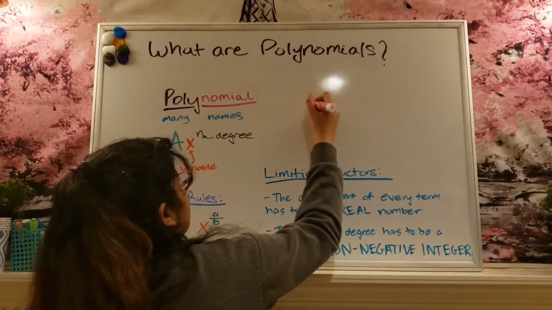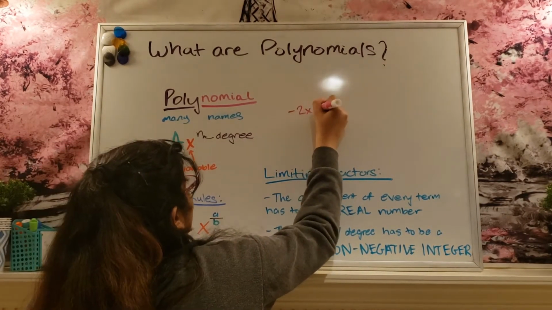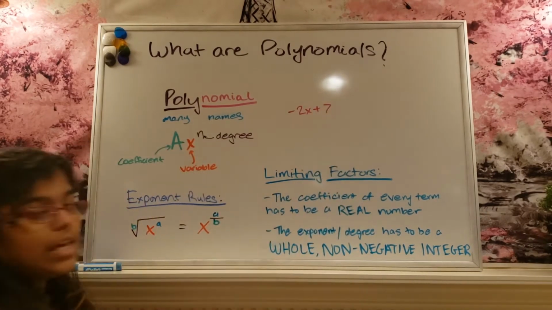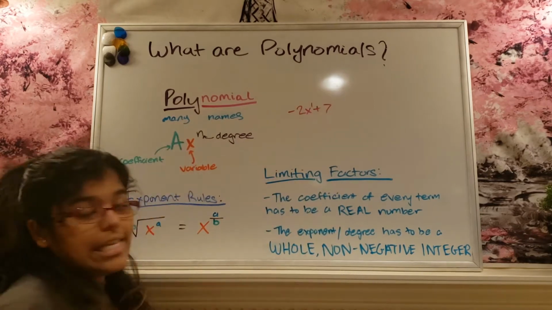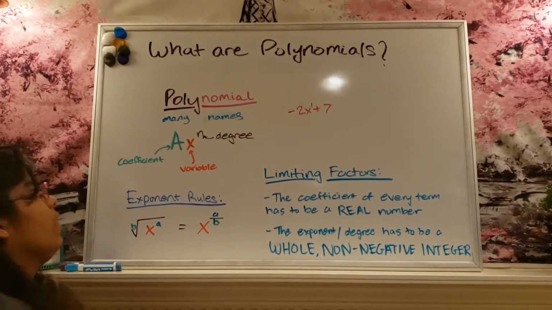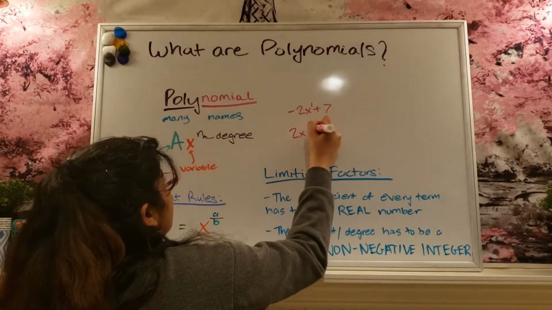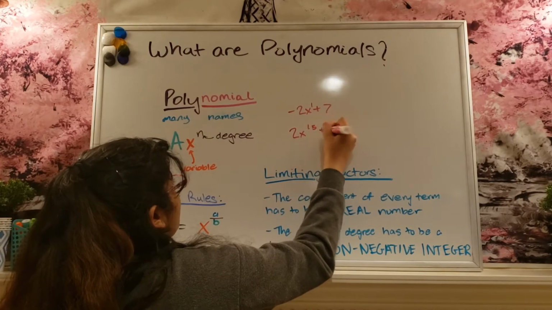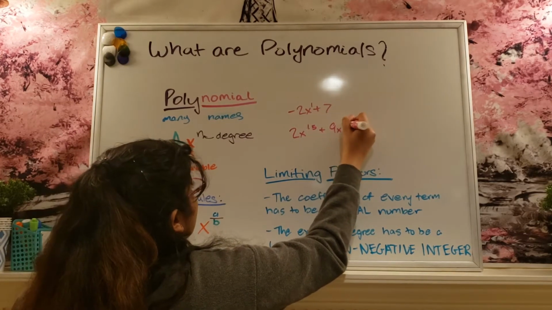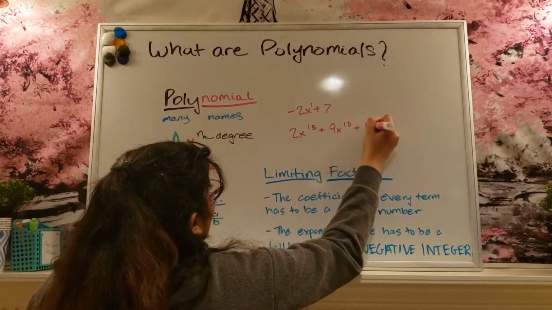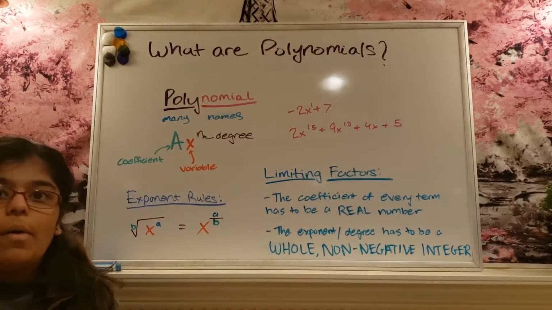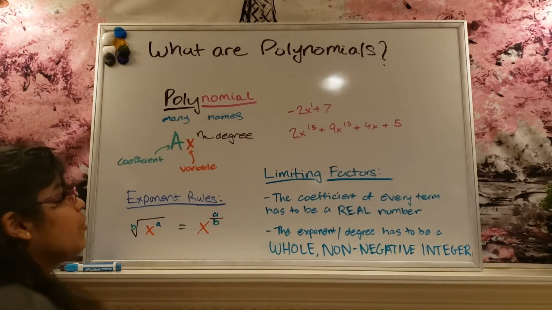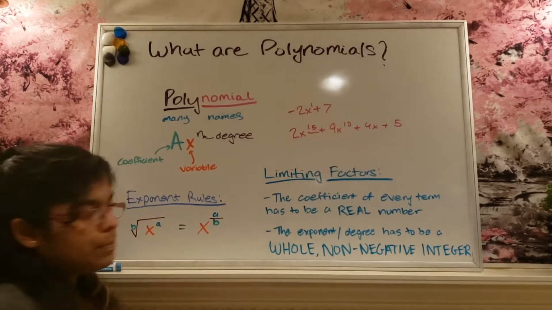Let's say, for example, negative 2x plus 7. This is a polynomial with the highest degree of 1 as x is to the first power. 2x to the 15th power plus 9x to the 10th power plus 4x plus 5 is also a polynomial with the highest degree of 15.